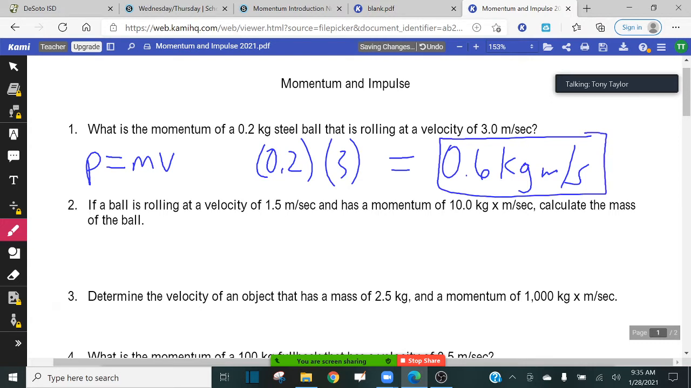Remember to be sure that you include your correct units for momentum, which is kilograms meters per second.